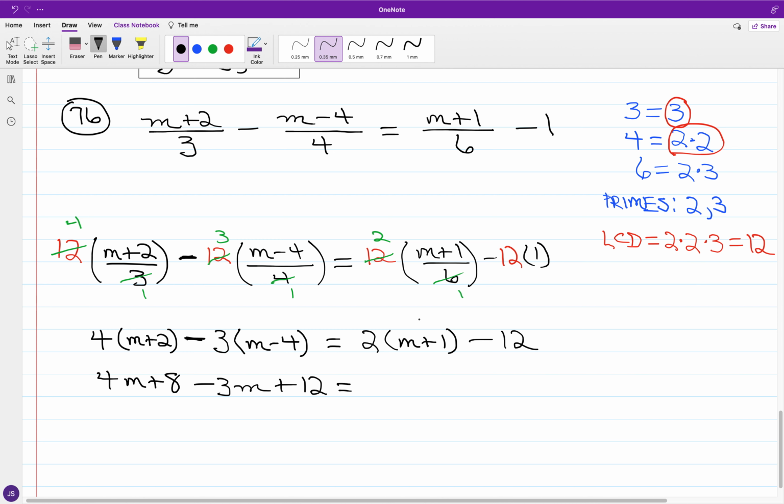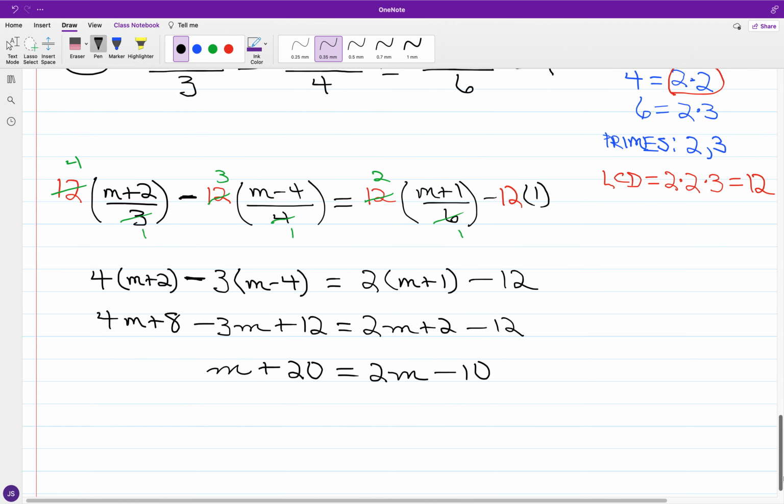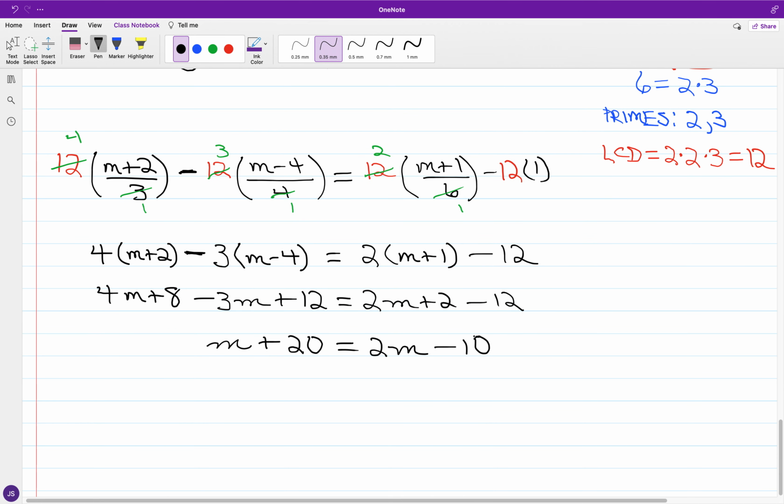And to the right, 2 times the quantity of m plus 1 is going to be 2m plus 2. We have minus 12. And combining the like terms, to the left we have 4m minus 3m becomes m, and 8 and 12 will make 20. To the right, I have 2m plus 2 minus 12 becomes negative 10. And now we have two sets of like terms on opposite sides.